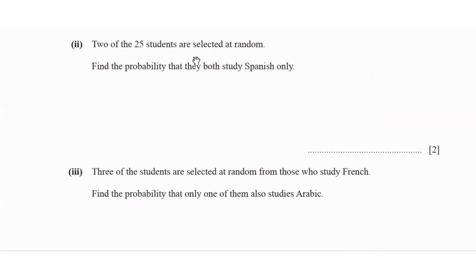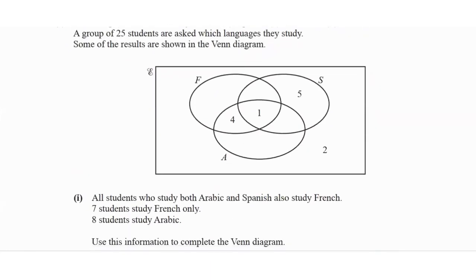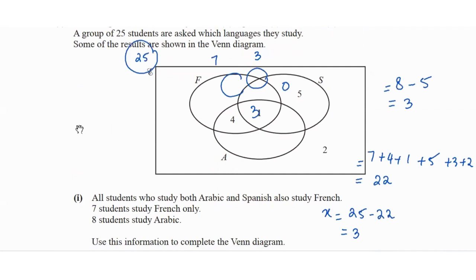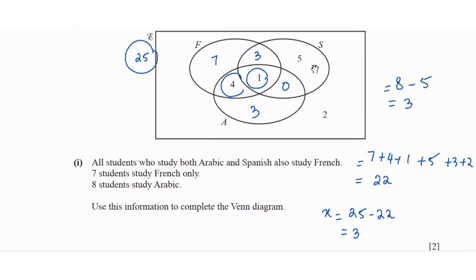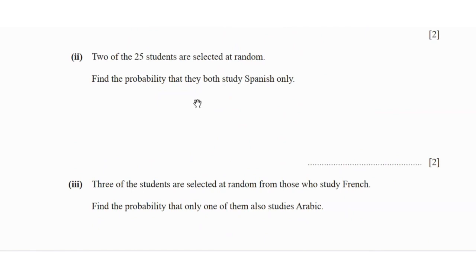Two of the 25 students are selected at random. Find the probability that they both study Spanish only. So for Spanish only, it's 5 students. So since there are just 5 students who study Spanish only, the probability of the first student being selected would be 5 over 25. And now, since we've already selected one student, the probability of the second student selected would be 4 over 24.